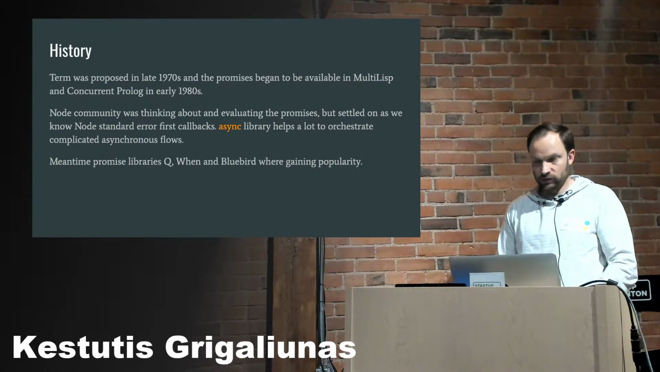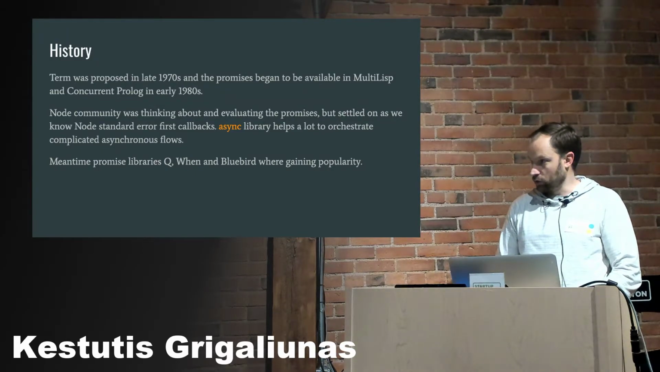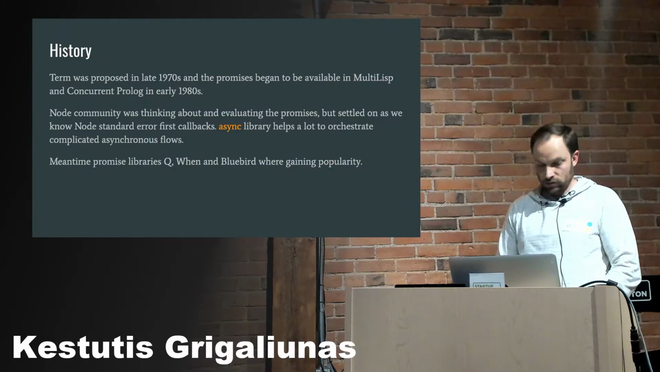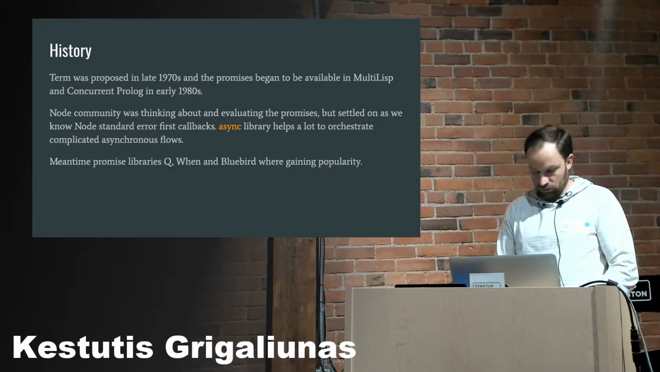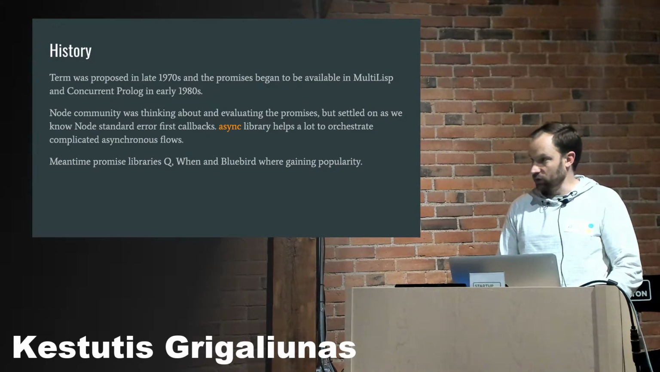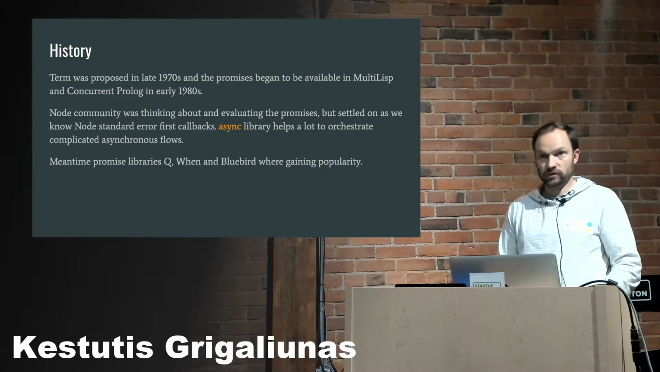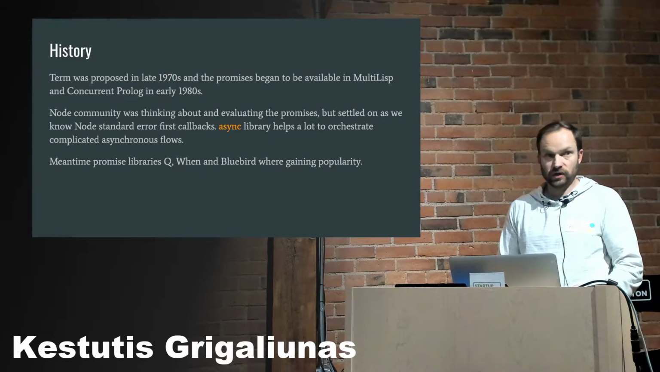And meanwhile, there was still a need for promises. So libraries like Q and Bluebird kind of started taking over the world. Q, I think they stopped developing it like 5-6 years ago. Bluebird, surprisingly, is still actively developed. They had 3-4 releases this year.